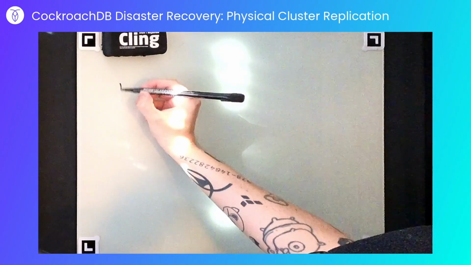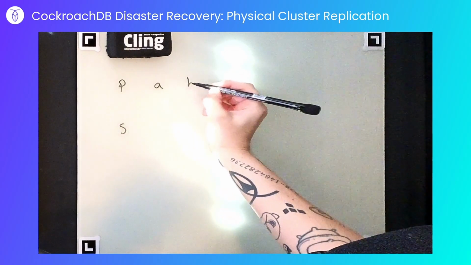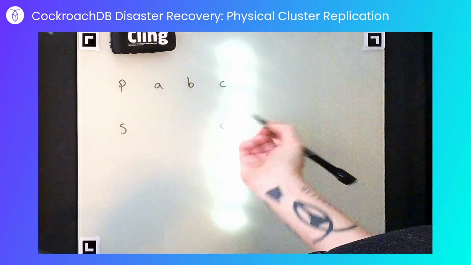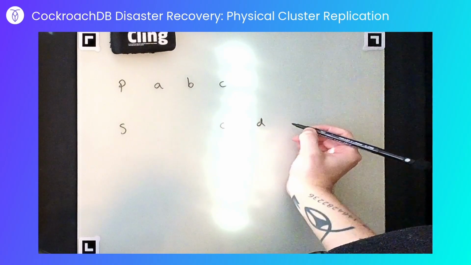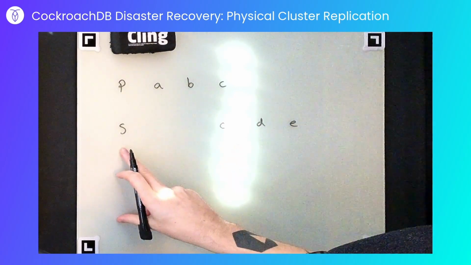Let's say we've got our primary here and our standby here. Let's say crudely that we've got rows A, B, and C in the primary. And to show that there is some missing data in both of the clusters, let's say we've got rows C, D, and E in the secondary. And that's going to keep on going as we're writing data to the secondary.